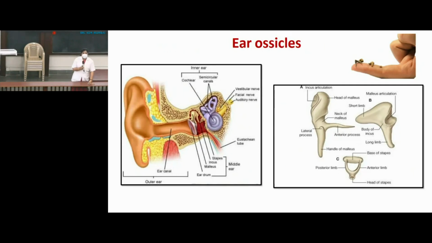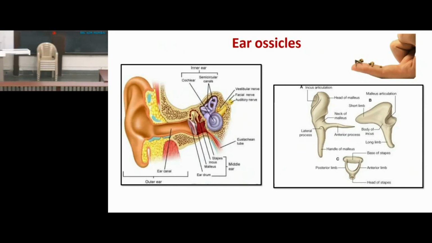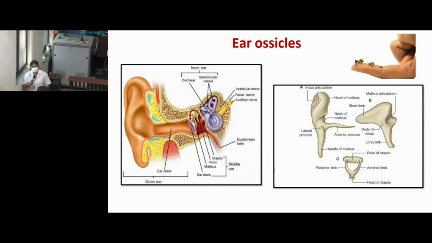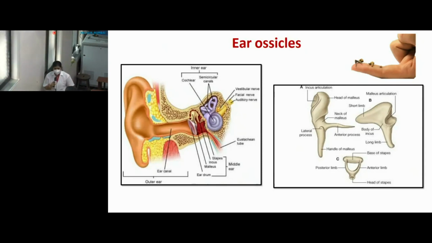It is a saddle variety of synovial joint, whereas between the incus and stapes there is a ball and socket. So where is the ball? The long limb of the incus presents one lentiform nodule, which resembles a head and articulates with the head of the stapes. That's how it forms the ball and socket variety of synovial joint. So there are two joints inside the middle ear cavity: one is saddle and the second is ball and socket.